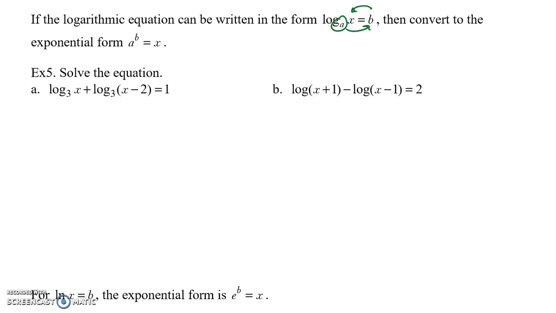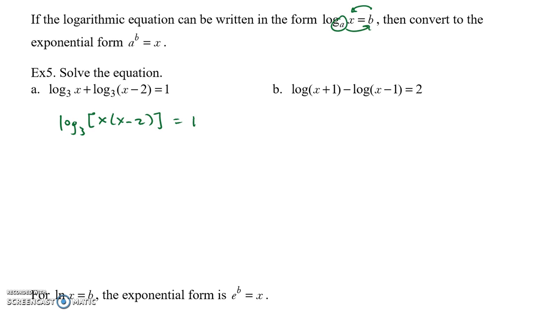Log base 3 of x plus log base 3 of x minus 2 equals 1. First of all, I want to have a single logarithm on the left-hand side. So I'm going to use the product rule as I did in the previous example, and write log base 3 of x times x minus 2, set that equal to 1. Now we could multiply the x and the x minus 2 together if we wish, or we can just leave it as a product, x times x minus 2, which is what I'll do.